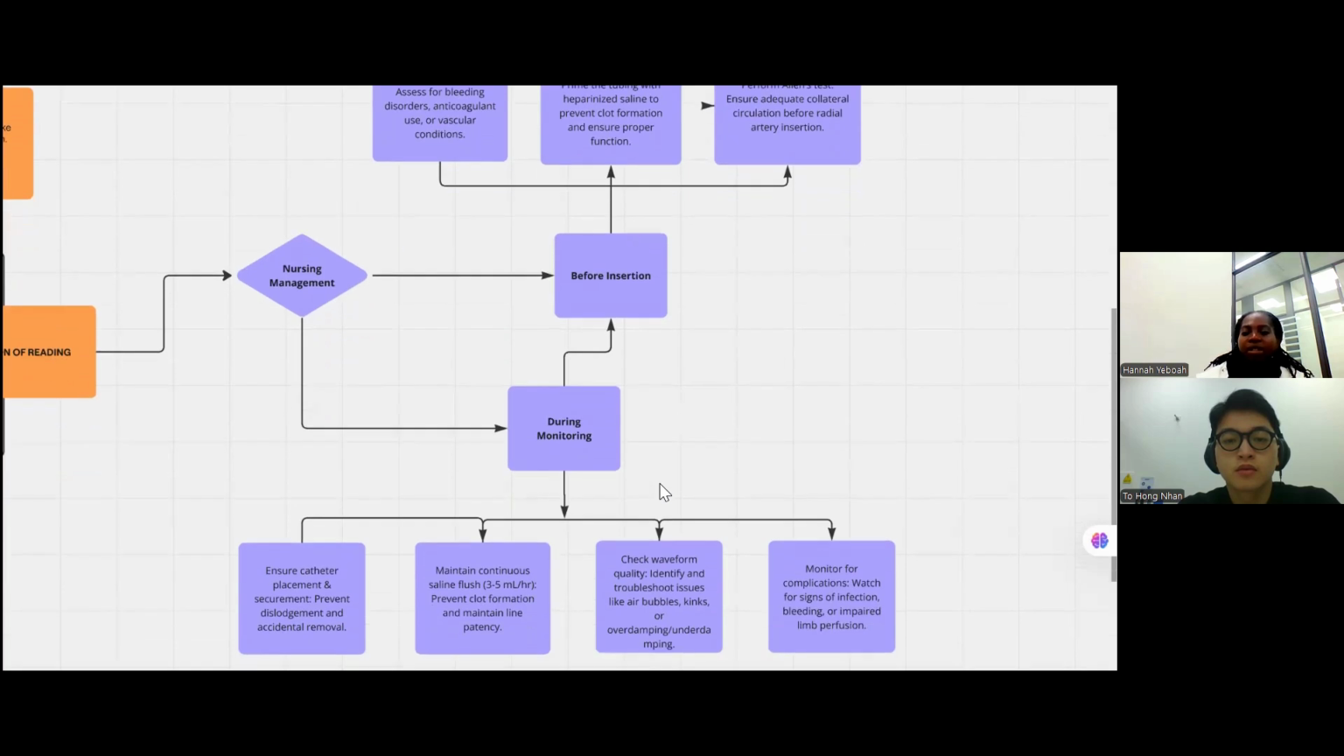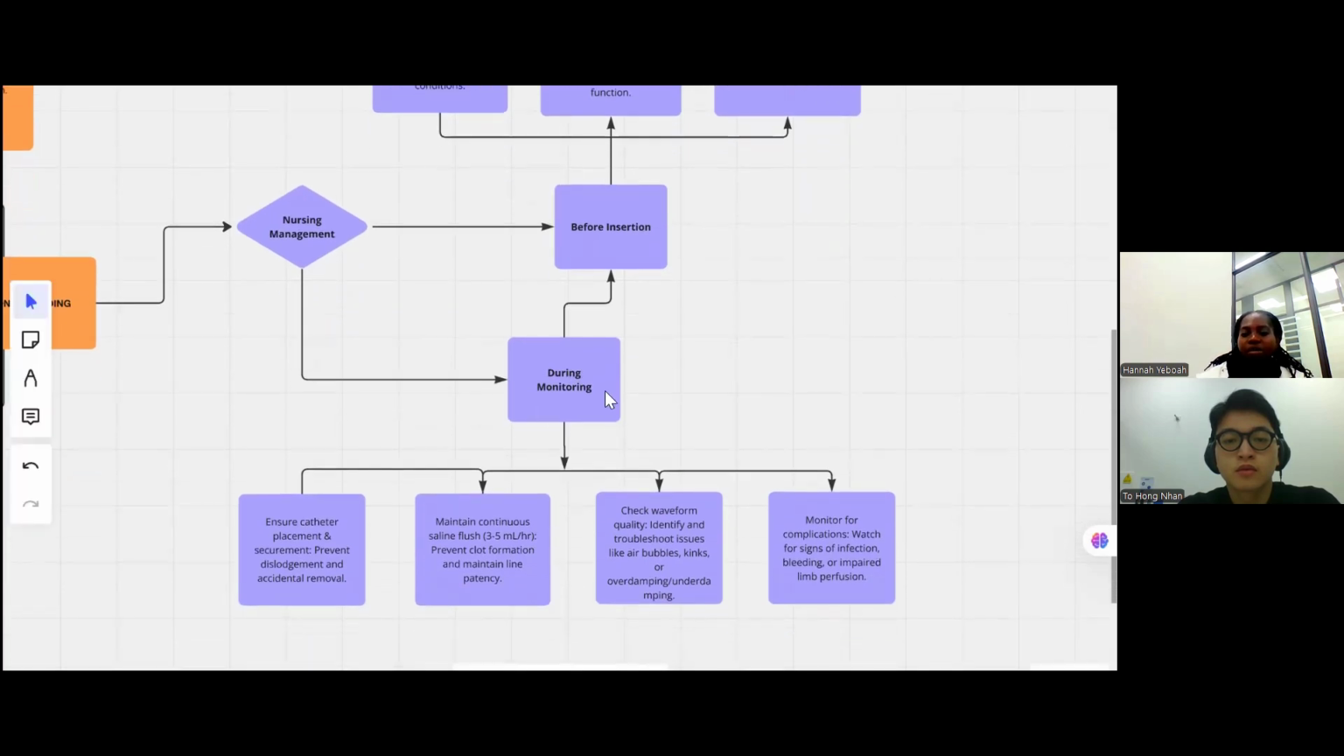So the next thing is during monitoring, that is, when it has been inserted, what we're supposed to do after that. First of all, we need to make sure that the catheter placement is secured. So in as much as the surgery has already been done, you have to ensure that there is no dislodgement or accidental removal. So we need to educate the patient not to try to remove it by themselves.